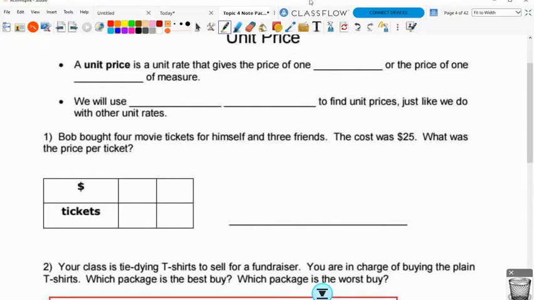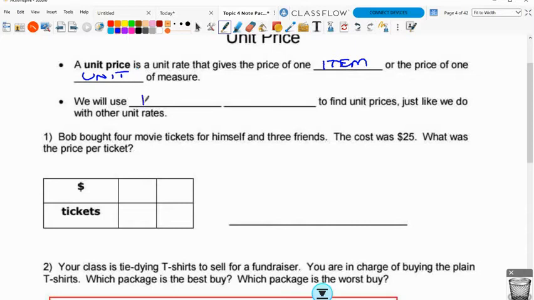Our lesson today is going to be an application of finding unit rates called unit prices, which will later on help us determine a better buy. A unit price is the unit rate that gives the price of one item or the price of one unit of measure. When you go to a grocery store, sometimes they sell things per pound or per ounce. So that's what we mean when we're talking about per unit of measure.